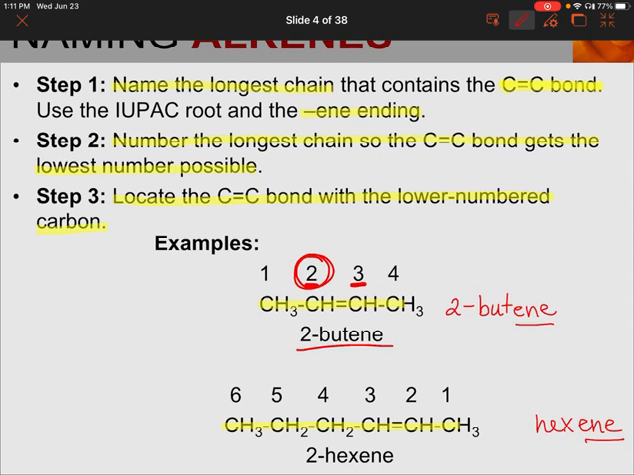Now, we could have numbered this going from left to right, 1, 2, 3, 4, 5, 6. But that would tell us the double bond starts at carbon 4, if we're picking the lower number there, which we should. But if we number this from right to left, that tells us that the double bond starts at carbon 2. And we always want to pick the lowest number possible. So we're going to call this 2-hexene.